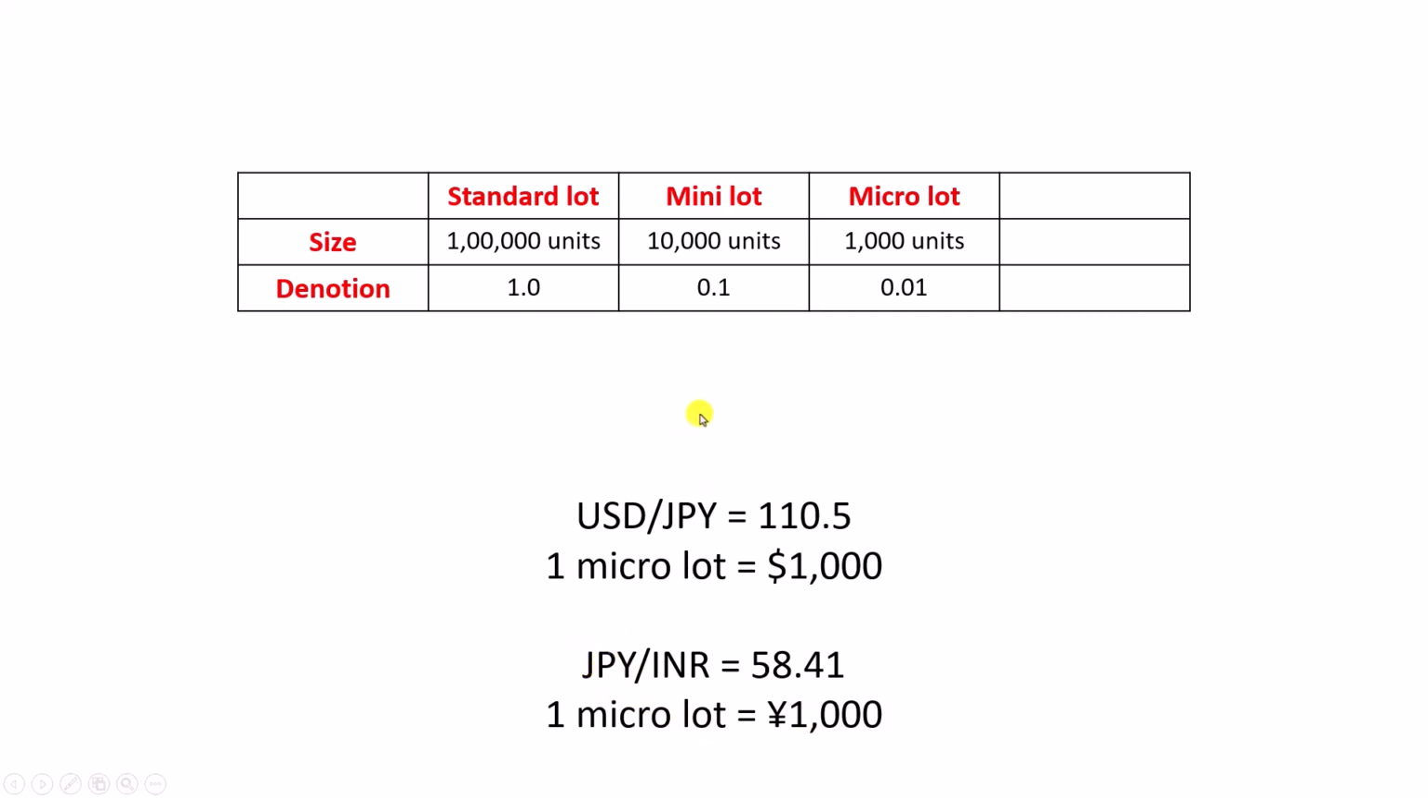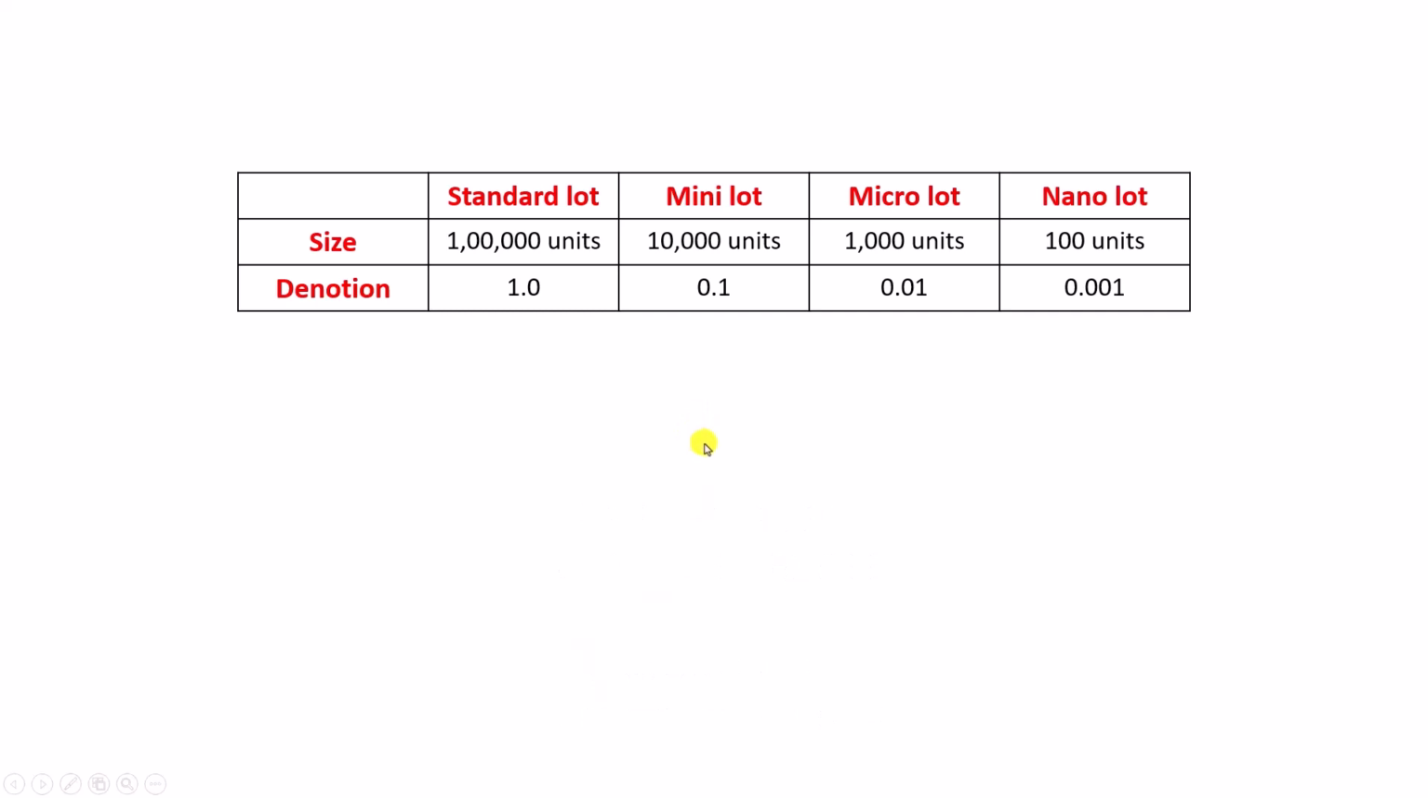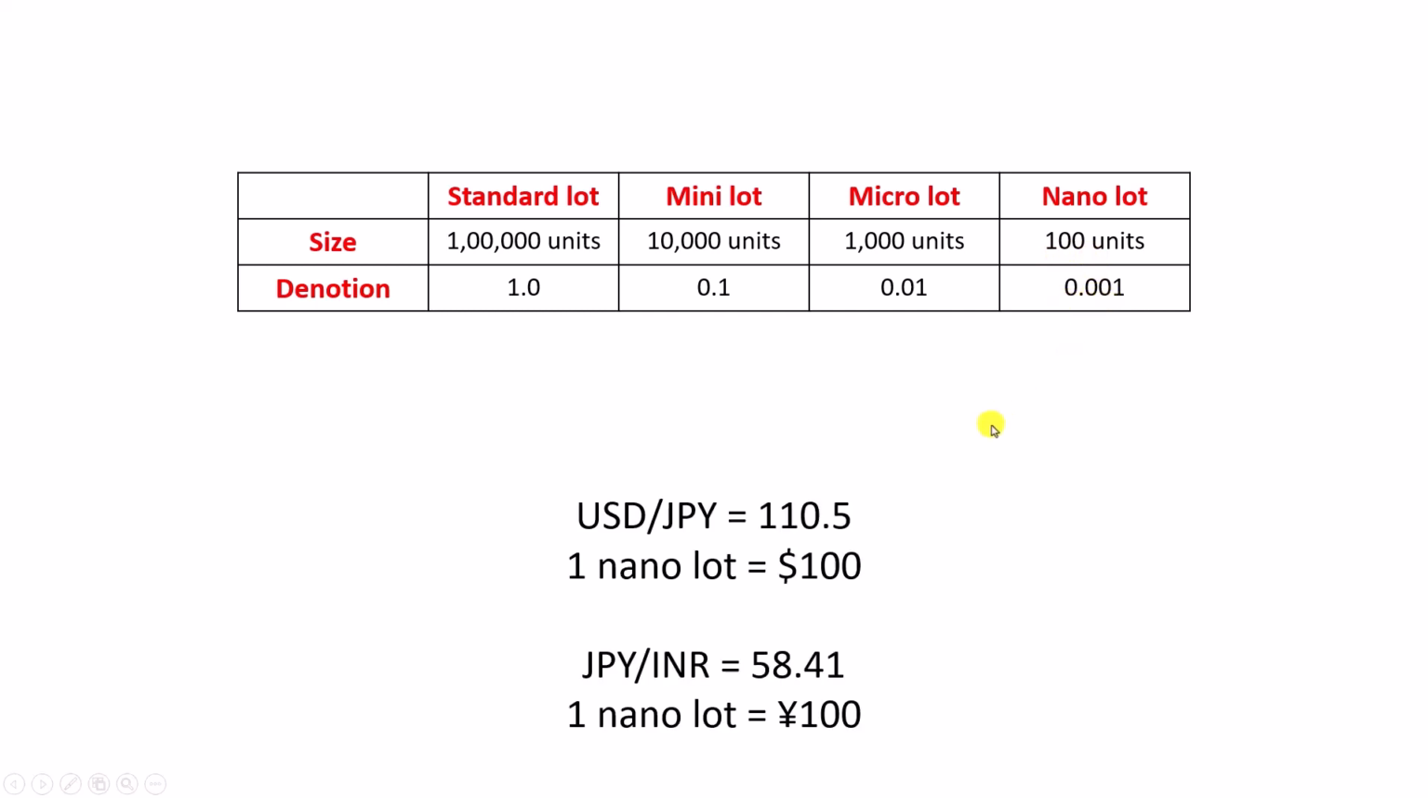And finally, some brokers also offer nano lot. Nano lot contains 100 units and it is denoted by 0.001. Meaning, if you buy one nano lot of this currency pair, then you are basically buying 100 units worth of base currency.